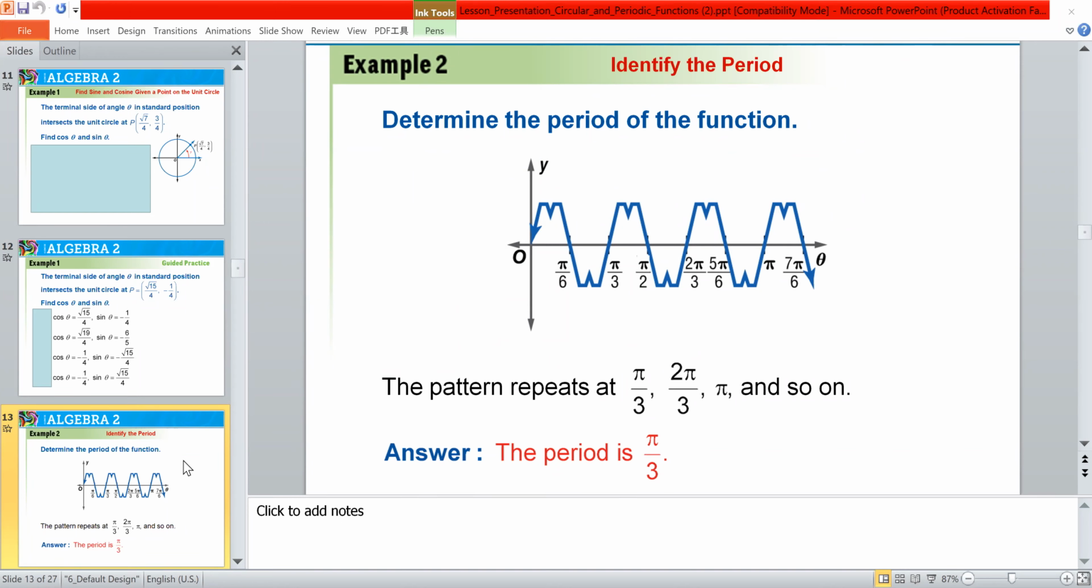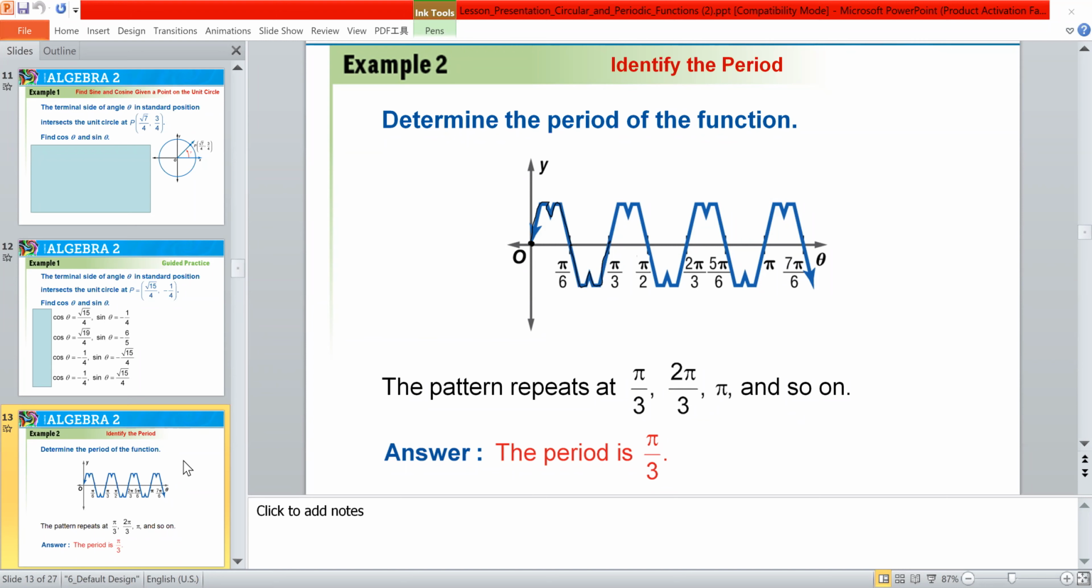So as you see, our function starts from 0. And we need to get 0 again after making a complete rotation. So we go like this, and like this, and like this, and we return back to 0 here. So this is a complete rotation. We must go up and down, up and down. So we must complete the curve until we get 0. This is called a complete rotation.